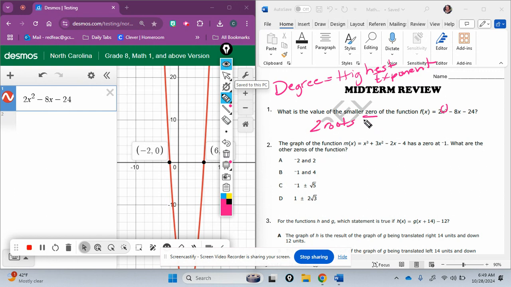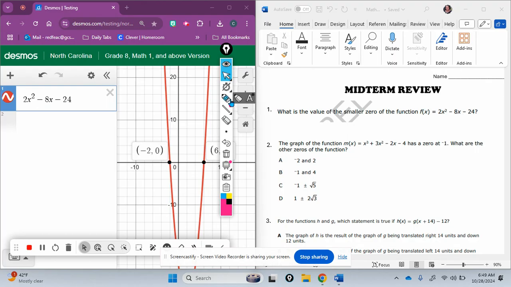Okay, so it says, what is the value of the smaller zero? Our smaller zero is -2, so here we're going to write x equals -2. Okay, so for number 2, it says the graph of the function m of x equals x cubed plus 3x squared minus 2x minus 4 has a zero at -1. What are the other zeros of the function?